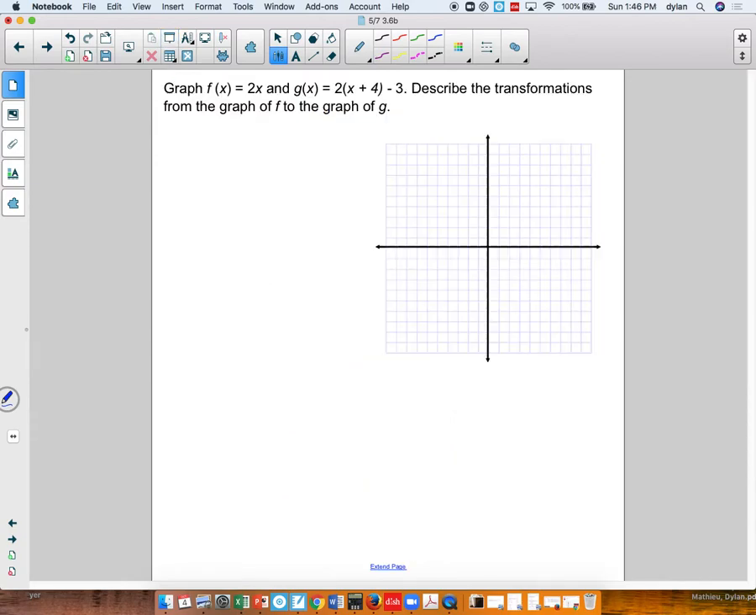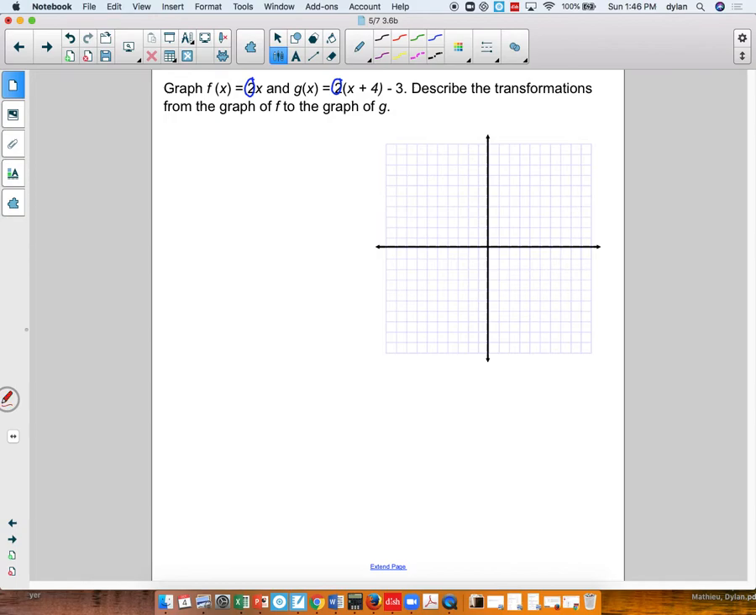Next we're going to look at a couple examples here. So we have the graph f of x equals 2x, and g of x equals 2 times x plus 4 minus 3. We want to describe the transformations, and then we're going to graph both of these and see if we're right. So what I want you to notice here is that one common mistake people make is they look at that 2 and they tell me there's a vertical stretch. But in fact, in this case, there's not, because the 2 was also in the original function. So the 2 doesn't apply at all.